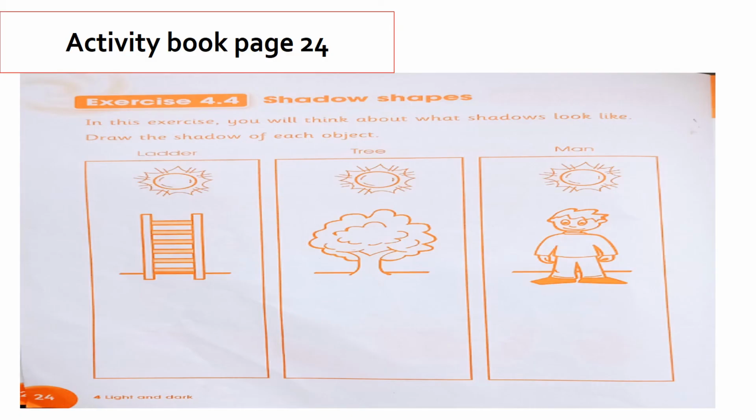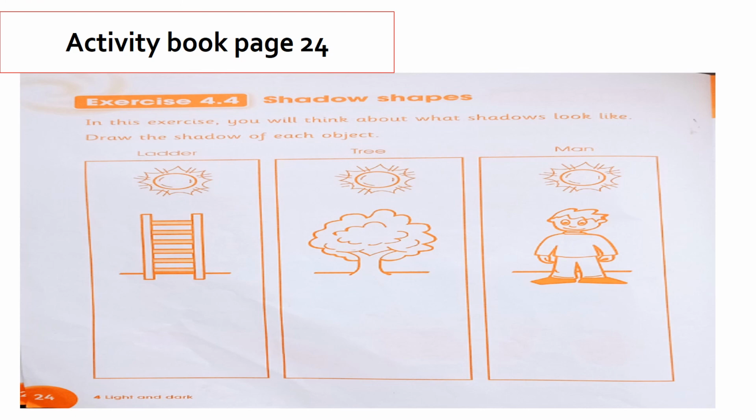So now, can we open our activity books on page 24? We have an exercise to do on this page. The instruction says, in this exercise, you will think about what shadows look like, and then draw the shadow of each shape.